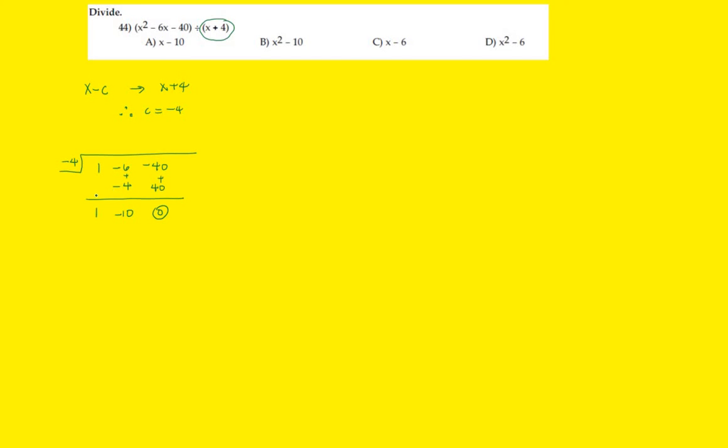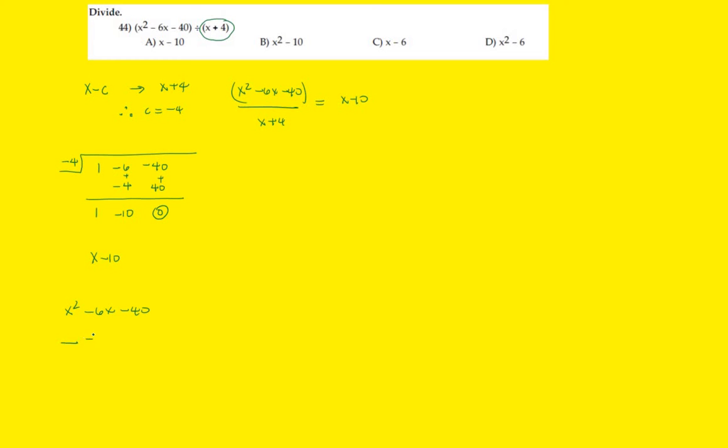A remainder of 0 means that this actually is a factor. So how are you going to write this one? -10 is the constant, and this is going to be x. So the answer is x minus 10. In other words, when you divide x squared minus 6x minus 40 by x plus 4, your answer is going to be x minus 10. And actually, you know that it is, because if you factor this one, let's do it here, the factorization of this one.